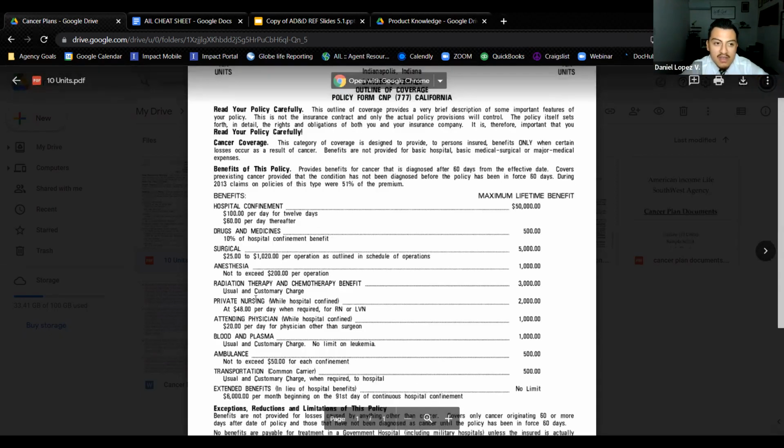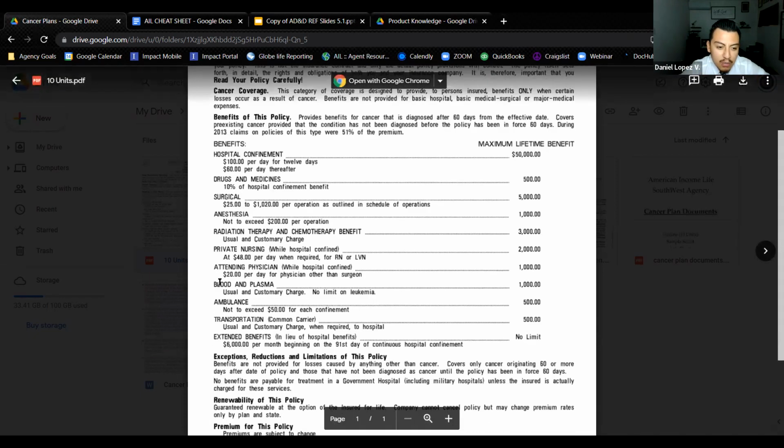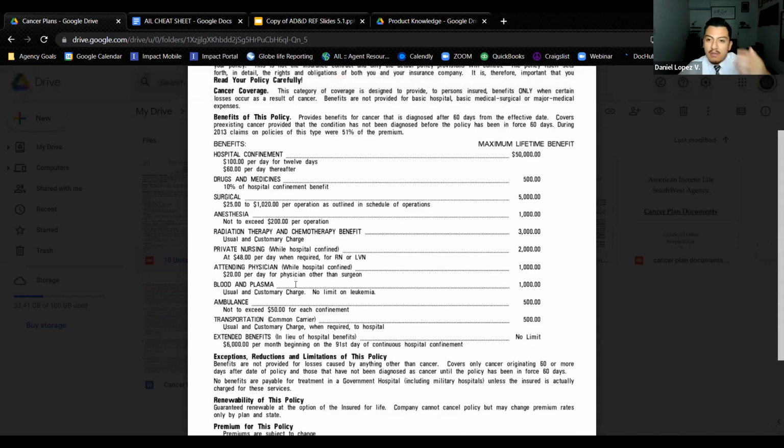Here's the most common one. This is a 10-unit one. Blood and plasma is very common because you've got to make sure your blood is constantly being cleaned. It covers up to $1,000 per procedure. Now, there is no limit in leukemia. Leukemia is very common when someone has cancer. There is no limit, so this doesn't exist anymore. All this does is break down the procedures.